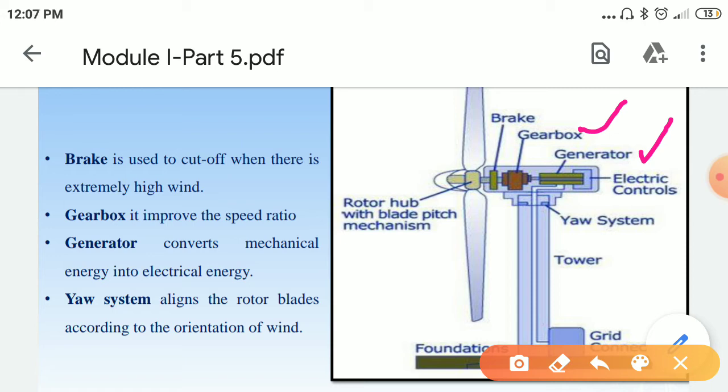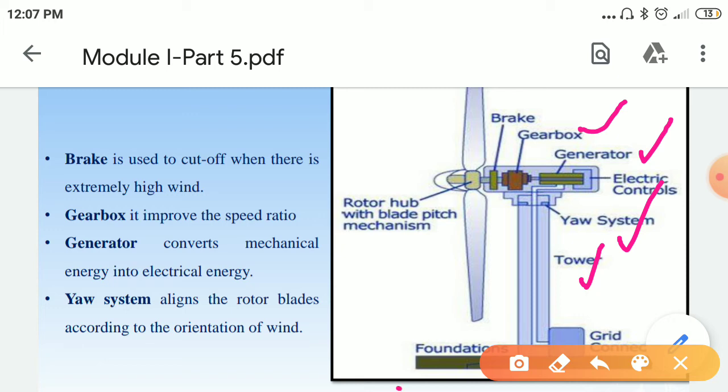Then next comes the yaw system. Yaw system is normally for aligning the rotor blades according to the orientation of the wind. That is a yaw system. Then comes a tower. So, tower is mainly for mounting the whole assembly, that is the gearbox, rotor blades, generator, everything together as an assembly. We have to mount it on a tower so that it becomes an open space for getting the wind. So that is a tower.